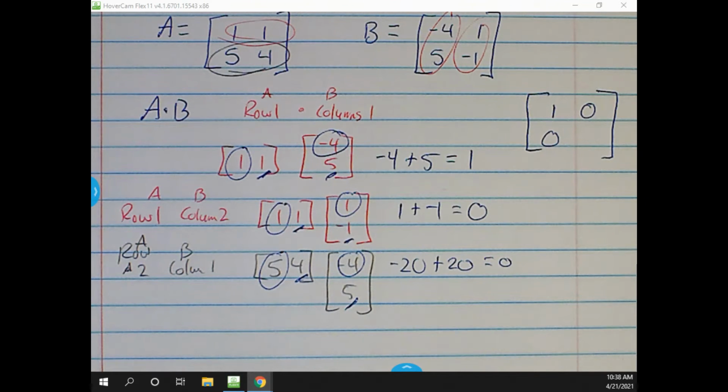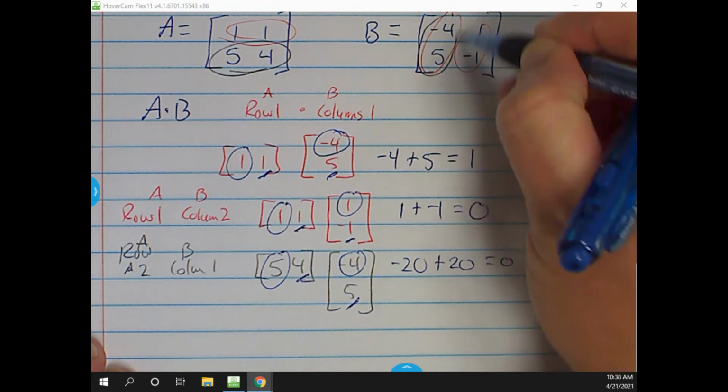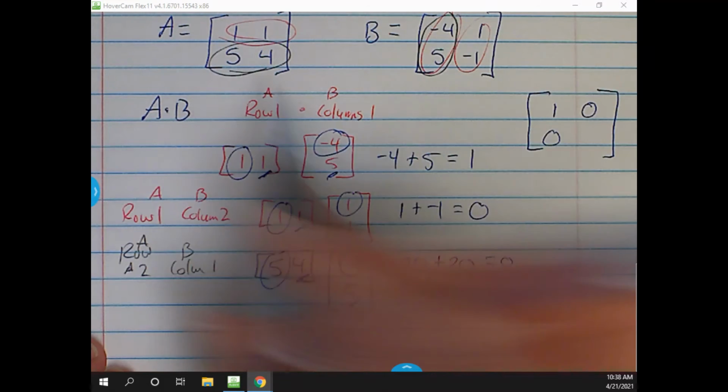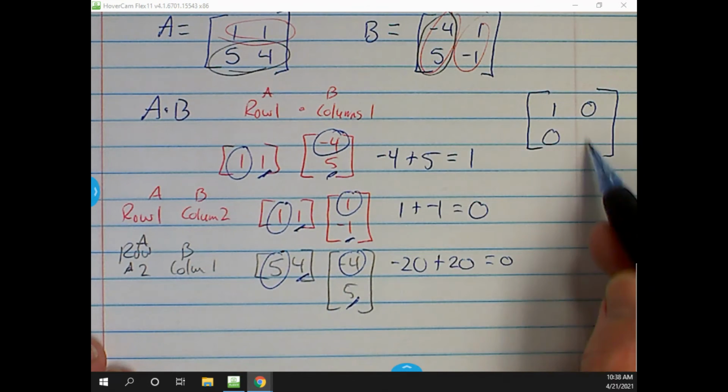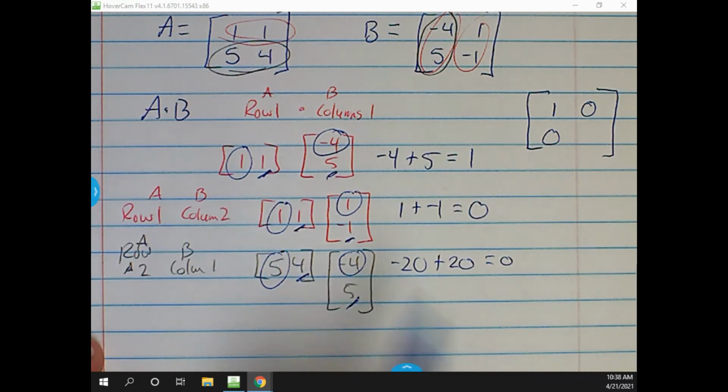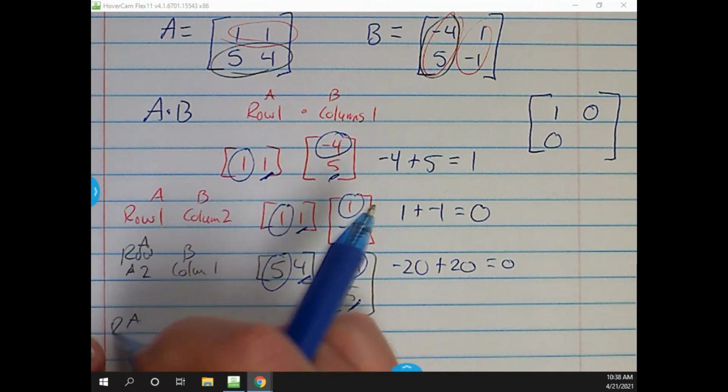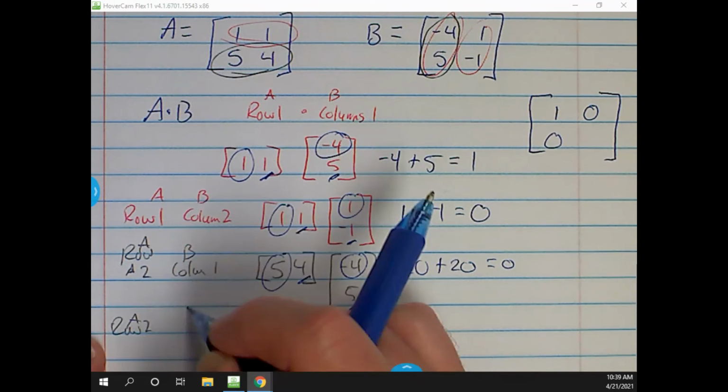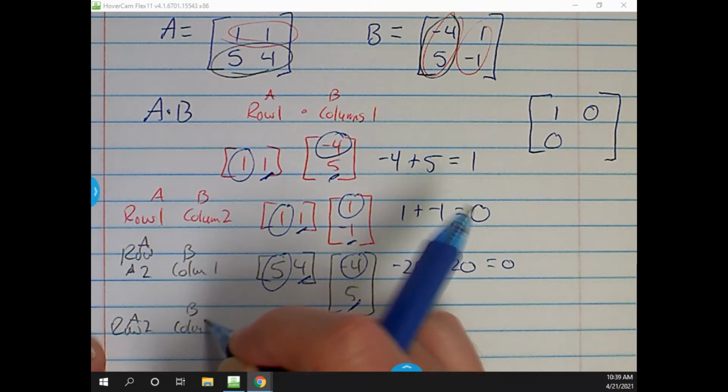So if we do that last row here with the last column here, if that comes out to be a 1 that we can put here, then we're good to go. So we're going to take the A, take row 2, and multiply it by B of column 2.